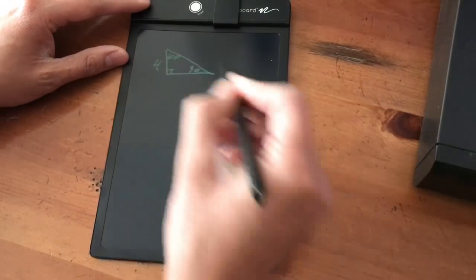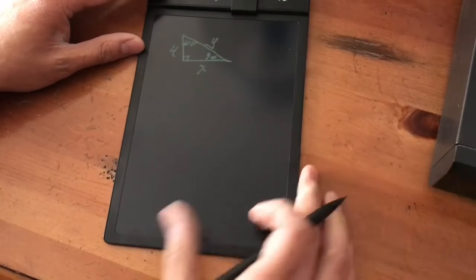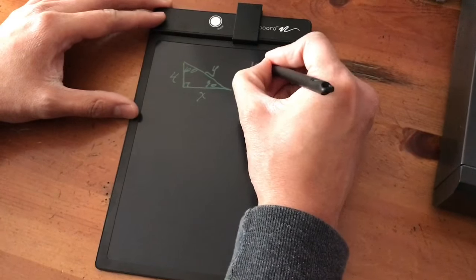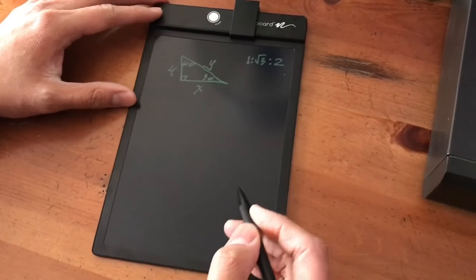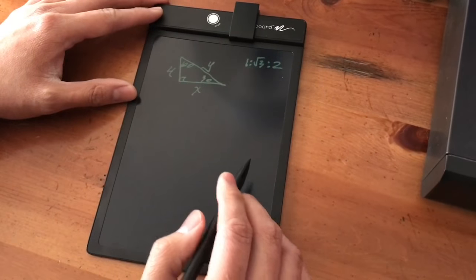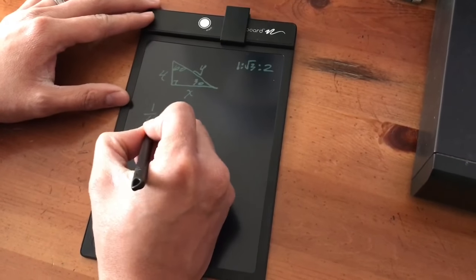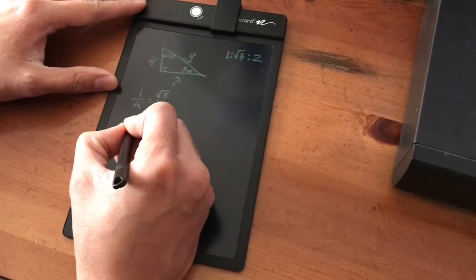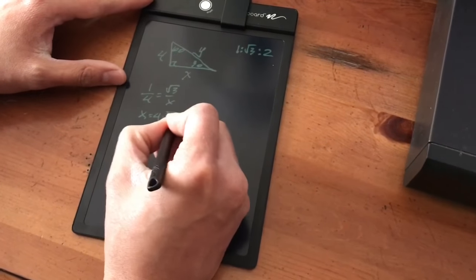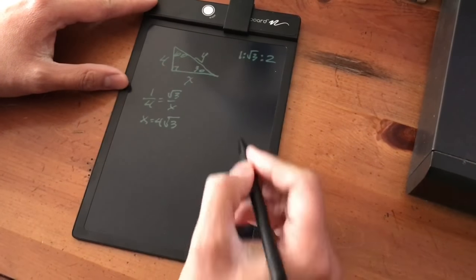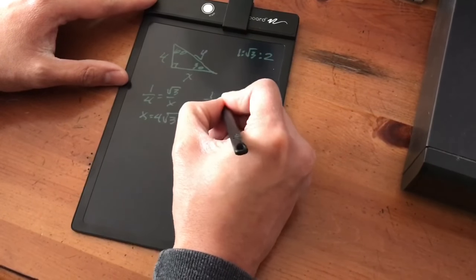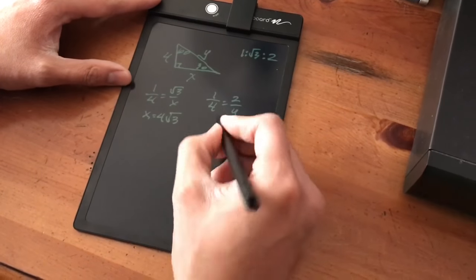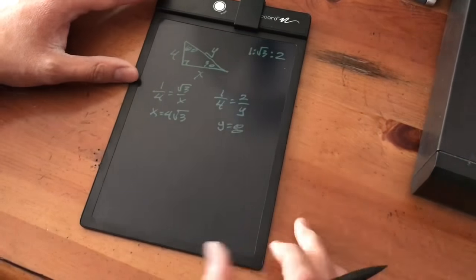Let's say it's side length 4, and we want to solve for x and y. Right? So again, the original ratio is 1 to square root of 3 to 2, and we can still match everything up. Right? And so here we get 1 over 4 is equal to root 3 over x. So x is equal to 4 root 3. And then to solve for y, we would get 1 over 4 is equal to 2 over y. And we would get y equals 8.